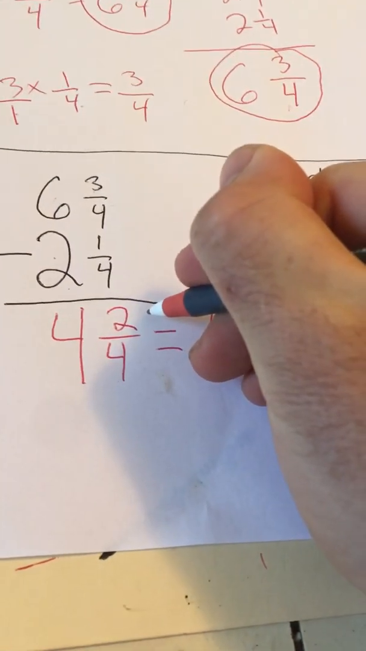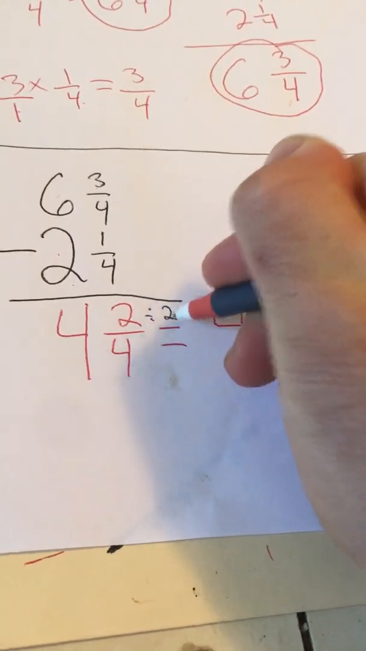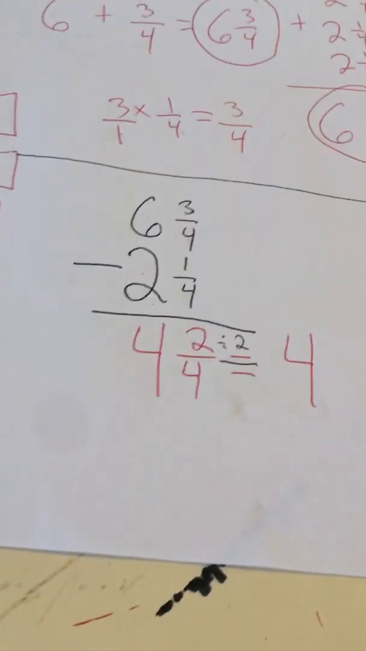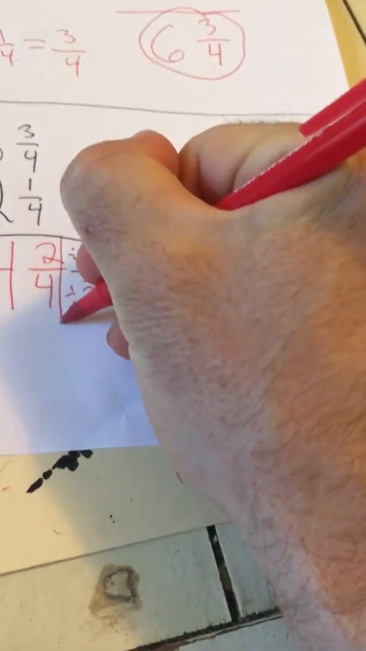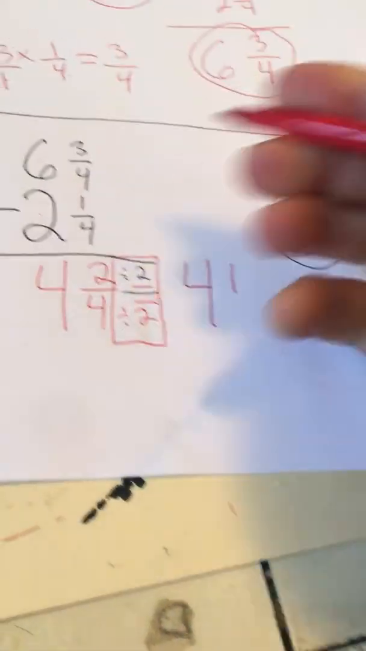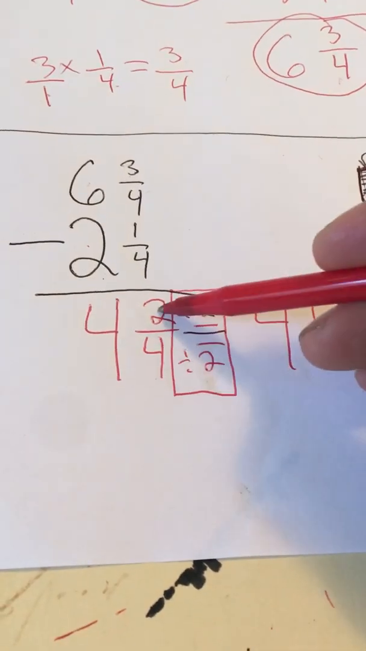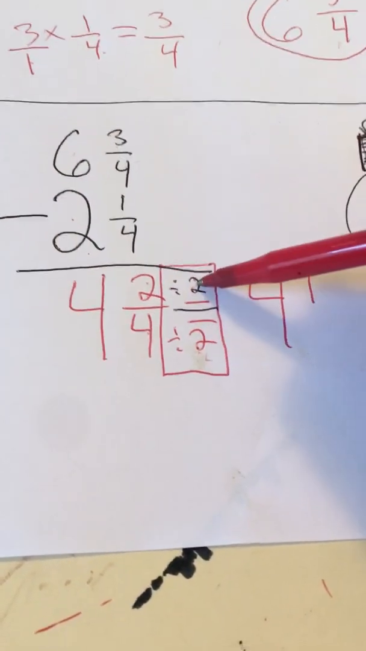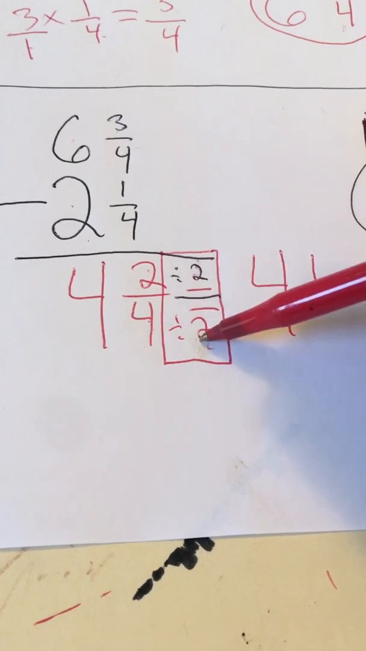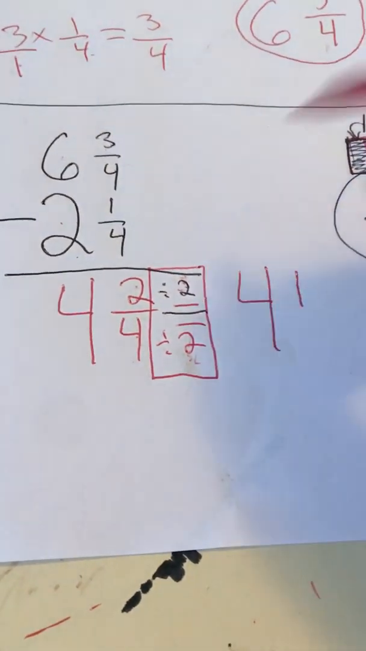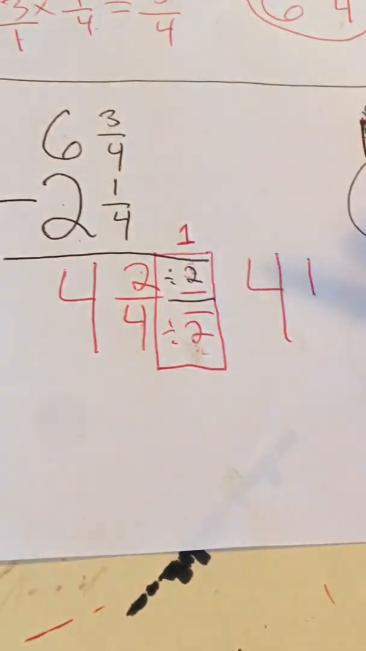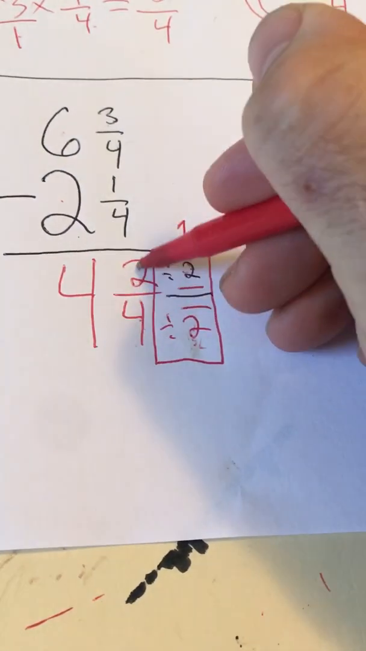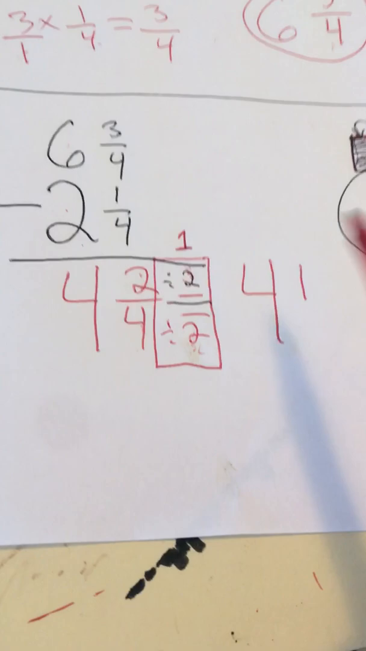If we divide them both by 2, 2 divided by 2 is 1. And 4 divided by 2, we're dividing the numerator and the denominator by the same number. Because if we do 2/4 divided by 2/2, we're really dividing it by 1, because 2/2 is the same thing as 1. And when we divide something by 1, we don't really change it. We don't change the value at all. We just change what the fraction looks like, and we're making it into an equivalent fraction.